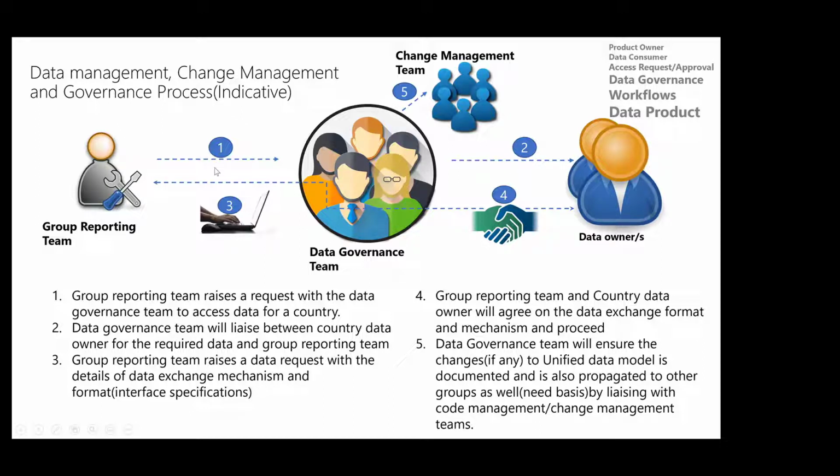Right. So there are steps wherein a team requests the data product, because, of course, a country's data with a data owner, I'm just calling it a data product, and the data owner has to approve or reject the request that a group reporting team is making for a particular set of data that they need for their data unification. Then there are several other teams involved in between to liaise with the group reporting team and the data owner, such as the data governance team, change management team, or code management team.